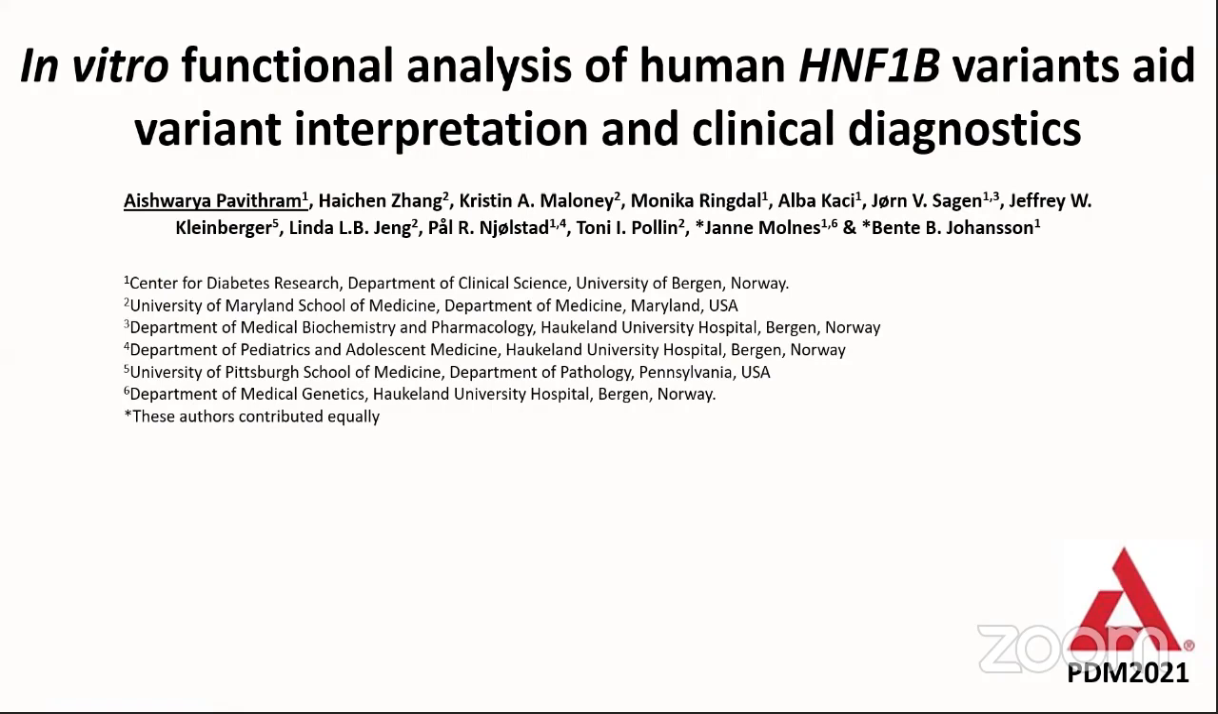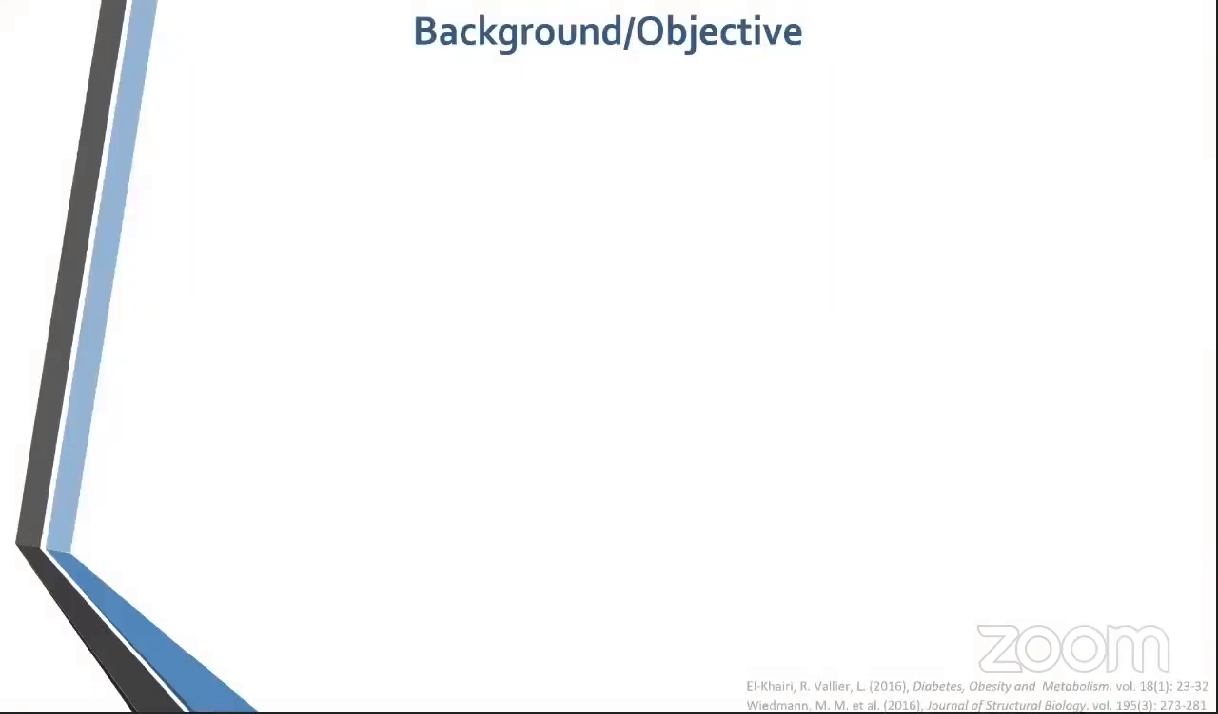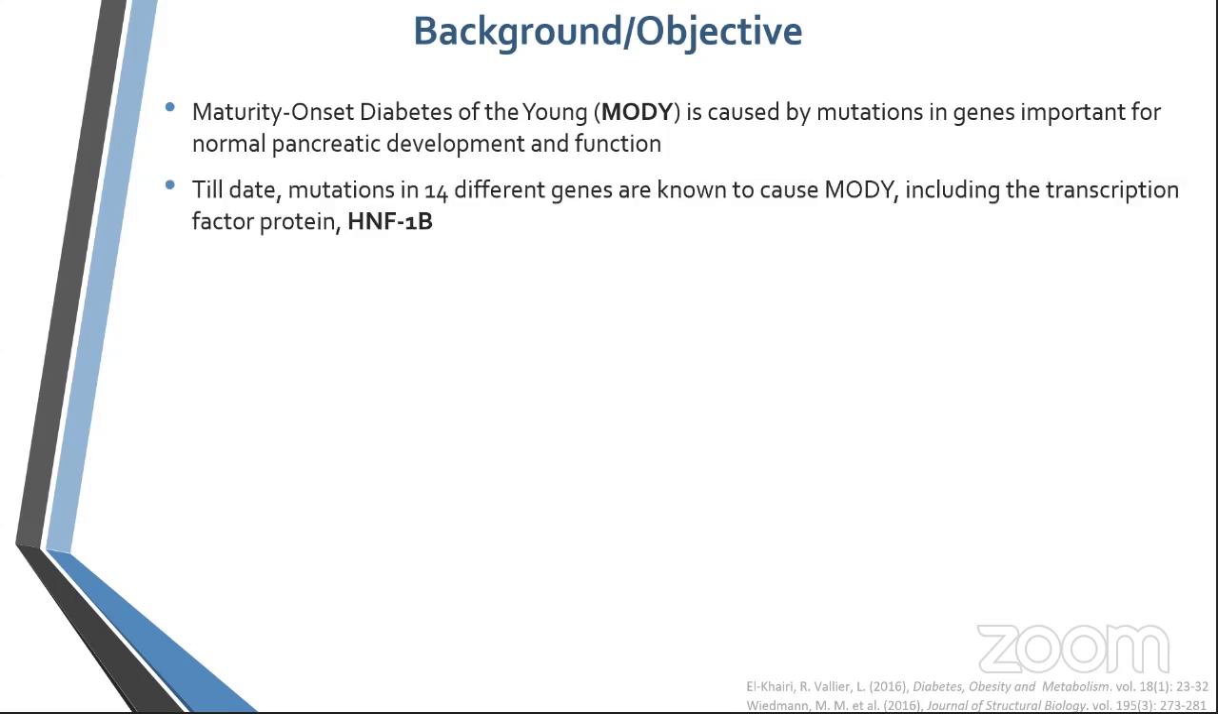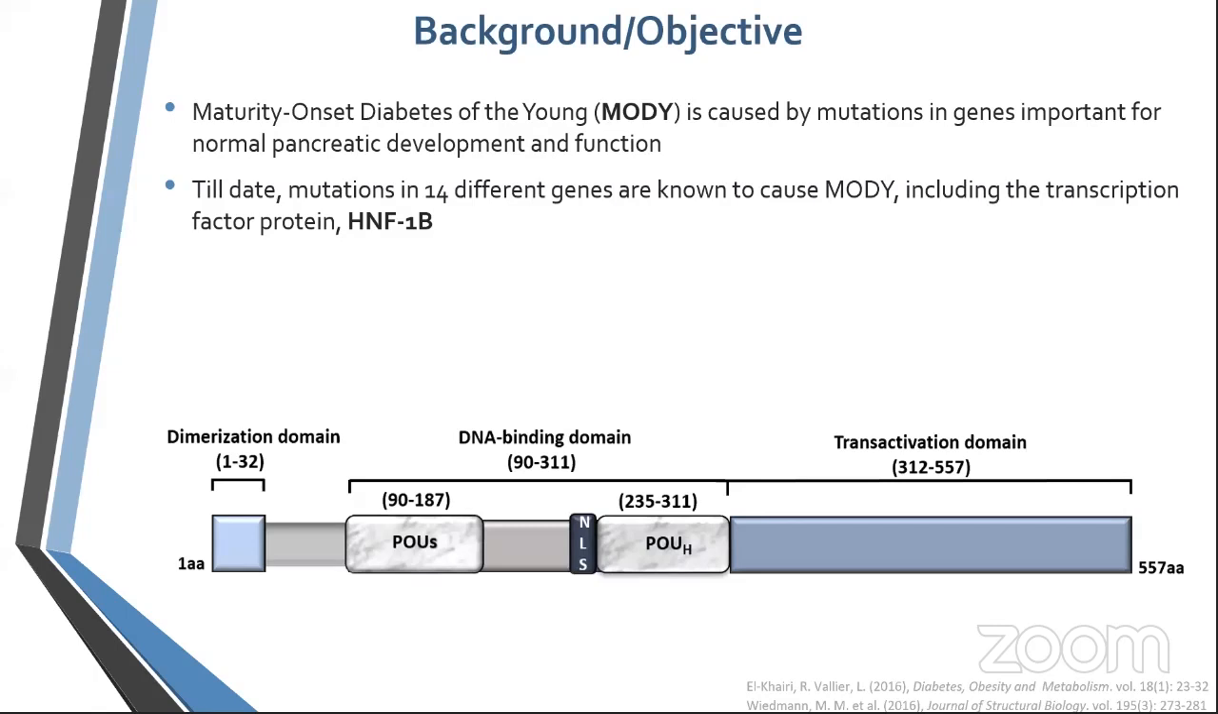So I'll quickly give a brief introduction on monogenic diabetes, focusing especially on MODY, and present the data obtained from our functional investigations on HNF1B variants. To start with, maturity onset diabetes of the young, or in short MODY, is a form of monogenic diabetes caused by heterozygous mutations in genes which are very important for healthy development and functioning of the pancreas. To date, mutations in 14 different genes are known to cause MODY, including the transcription factor protein HNF1B, as you can see from the figure.